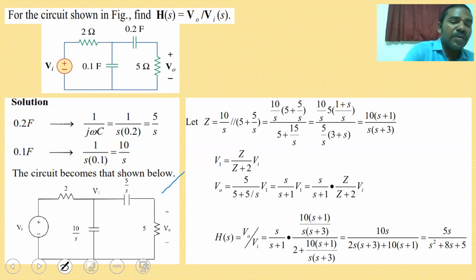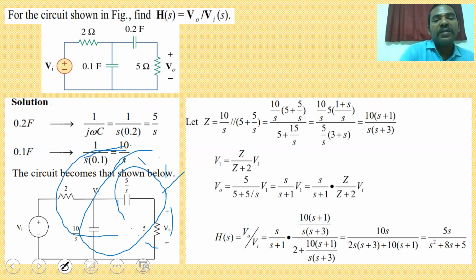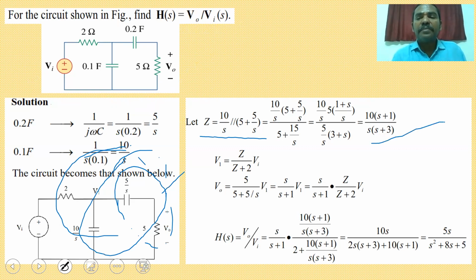So here these two are connected in series, these two are connected in parallel, and this is connected in series with 2 ohms. So Z is equal to 10 by S parallel with 5 plus 5 by S. So finally we are getting 10 into S plus 1 divided by S into S plus 3. So once you have calculated this total impedance, V1 is the node voltage.